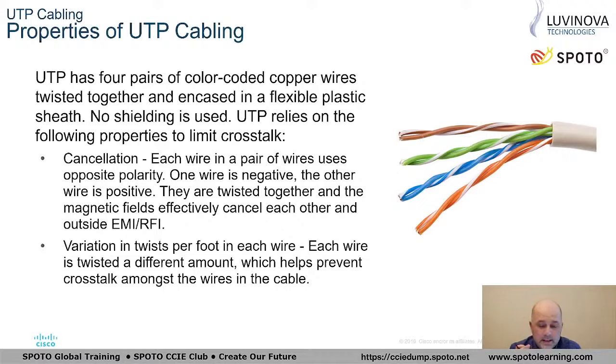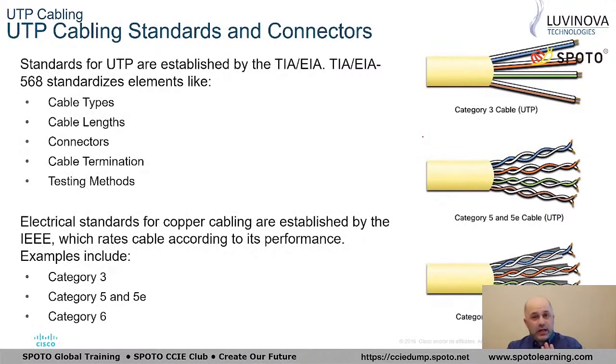UTP cables have 4 pairs of 2 cables, and they are divided by color: orange, white orange, blue, white blue, green, white green, and brown and white brown. By variation of those cables, you can create 2 types of cables, which we're going to talk about a little bit later. Standards for UTP are established by an organization, and there are standards for cable types, cable lengths, connectors, cable termination, and testing methods.